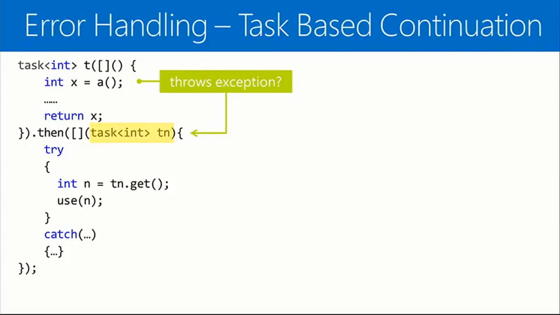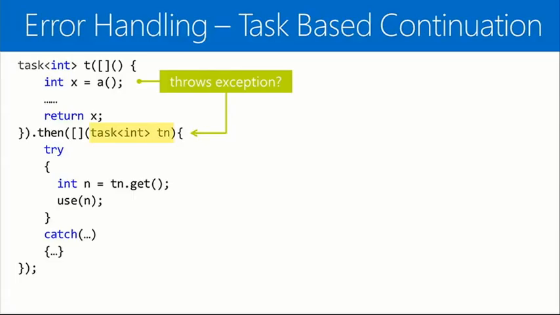So what we've introduced is something called task-based continuation. So it is a special continuation. So pay attention to the yellow box, which is the task int of tn. So it is a special form of continuation. So remember when we introduced task, we said the then takes a lambda, and the parameter of the lambda is the return value of the previous task. So in this case, the previous task is returning int. It's a task of int. Right? But we're saying that the then continuation is actually taking task of int, not just int.